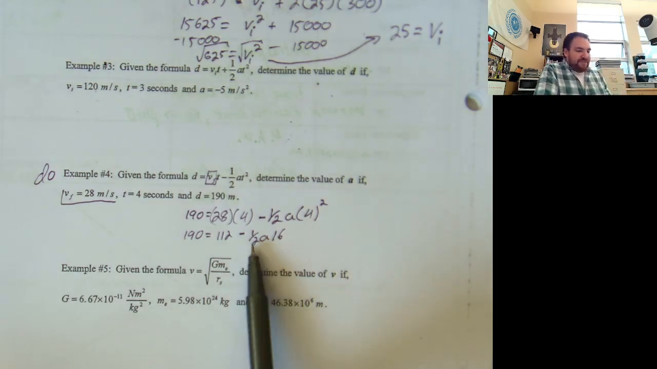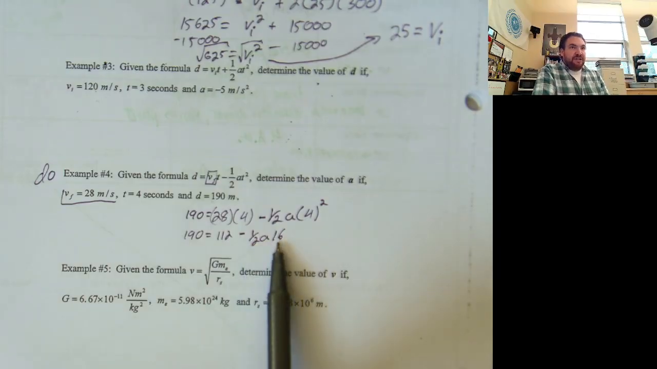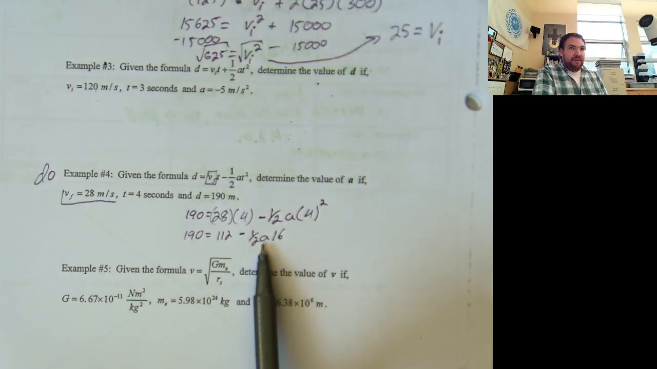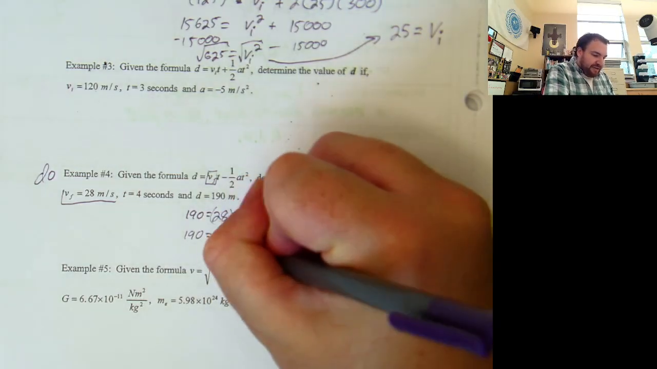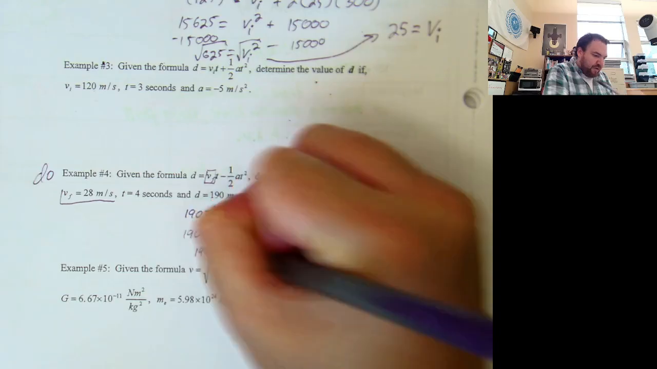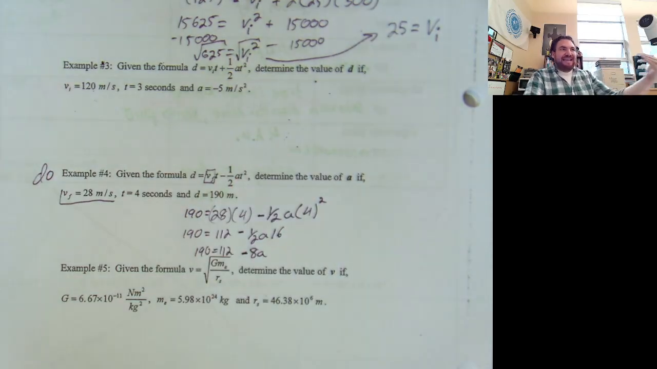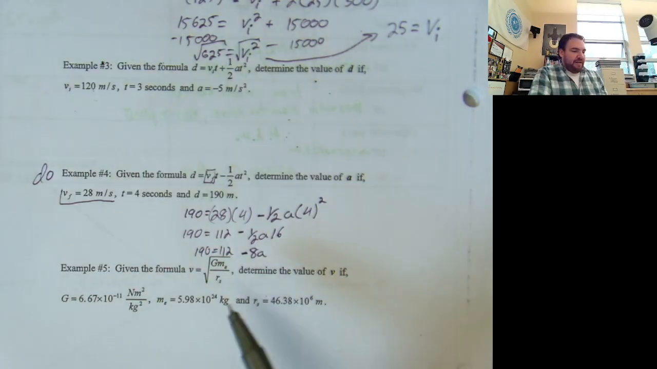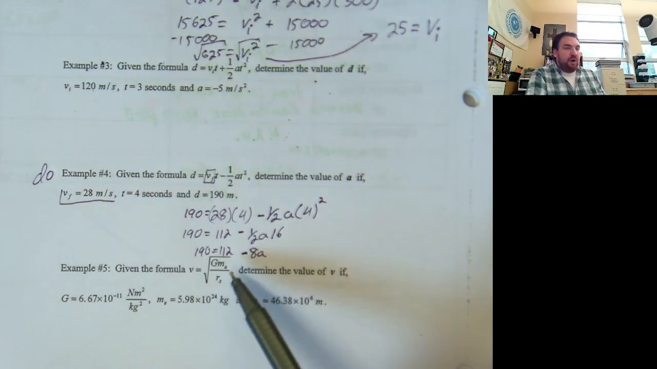So instead of doing half times A times 16, I could do negative half times 16 is going to give you negative 8. And then the variable A is just going to hang on for the ride. So this is going to become negative 8A, and then the 190 and the 112 and the equal sign just stay there. And we work down from that. Now the next piece that we're going to isolate is what?